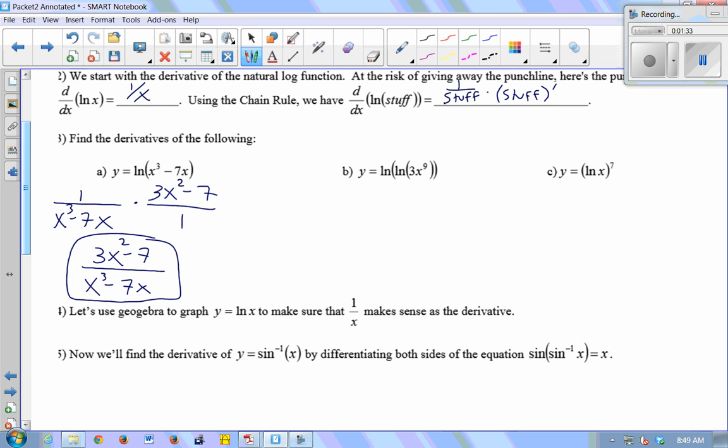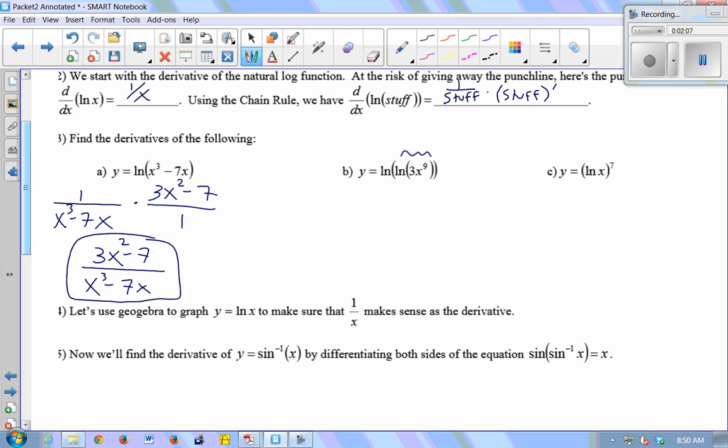Okay, so for b, I have the ln of 3x to the 9th. So this is a double chain rule. My innermost function is 3x to the 9th. Then I'm taking the ln of that, and I'm taking the ln of that. Right, so this is a 3-function composition. I have to use the chain rule twice. What is my outermost function? Ln of some stuff, right? So this will be my stuff. And I'm taking the ln of that stuff.